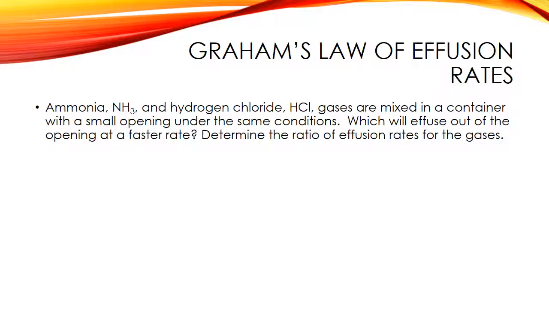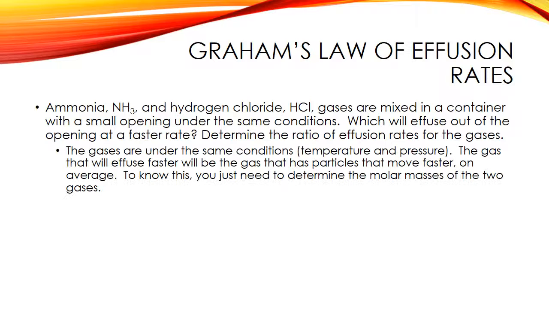So there are actually two questions here. Which will effuse out of the opening at a faster rate, and determine the ratio of effusion rates for the gases? Well, for that first question, there isn't a whole lot of calculation to do. Recall from earlier in the lesson, we looked at how the mass of a gas can be related to its average velocity. Because these two are under the same conditions, all we need to do is determine their molar masses, and we can say which one will effuse faster. So if you look up the molar masses, or calculate them really, you'll find the molar mass of ammonia is 17 grams per mole, and that of hydrogen chloride is about 36.5 grams per mole.